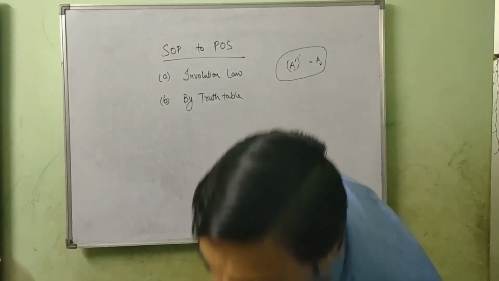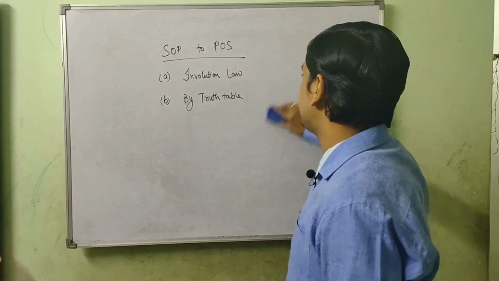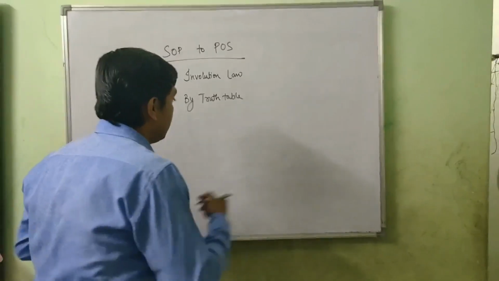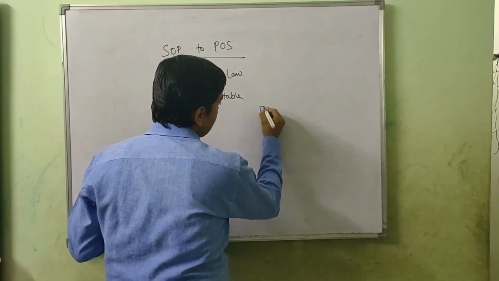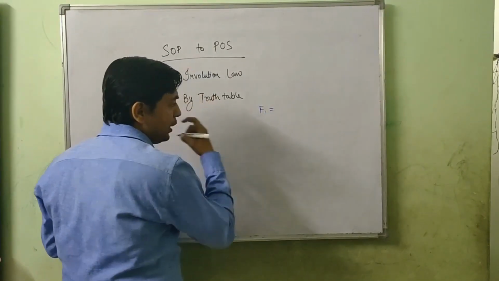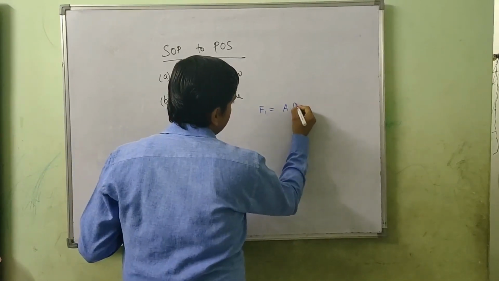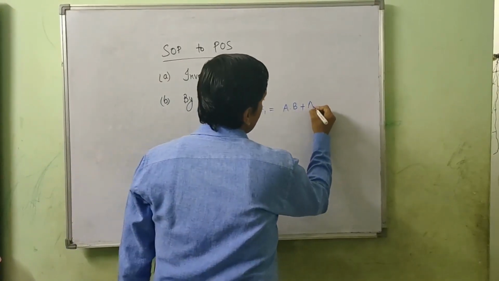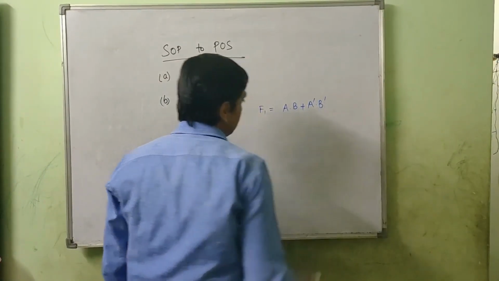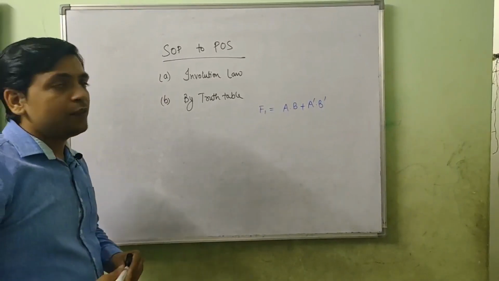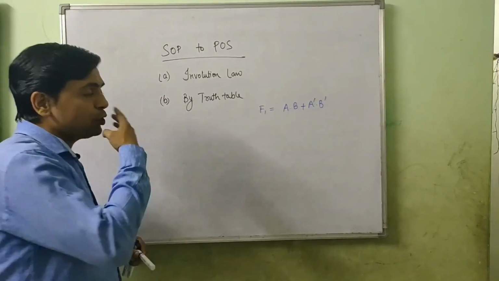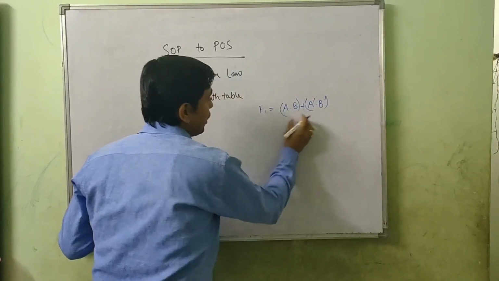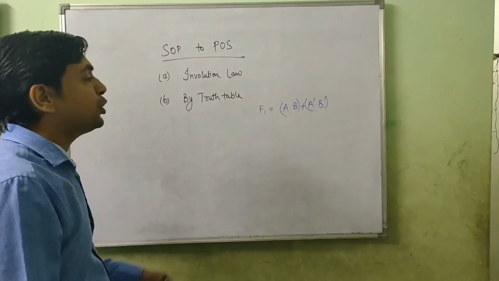For that I am taking an example of a simple, very small SOP expression. Let this function be f1 equals a and b complement, plus a complement and b complement. Okay, this is the expression. You can see this is a sum of product, these 2 are products. We have to convert it into a product of sum.